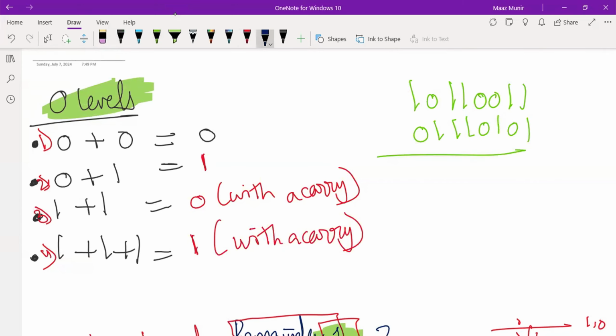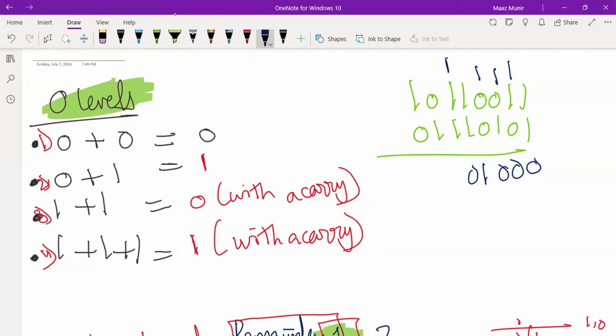Now 1 plus 1 as per rule number 3 is going to be a 0 with 1. Then again, 1 plus 1 plus 0 is again rule number 3, 0 with a carry. Again, 1 plus 1 plus 0 is going to be 0 with 1. Now up here we have 1 plus 0 plus 0. We are going to follow rule number 2, which would be 1. 1 plus 1 would be 0 with carry number 1.